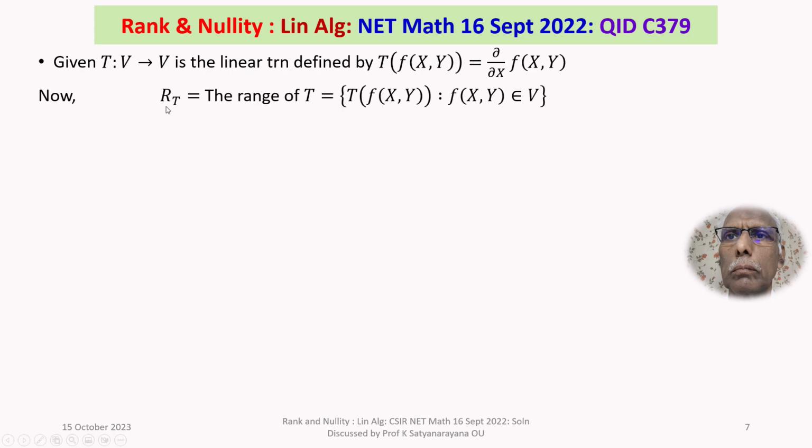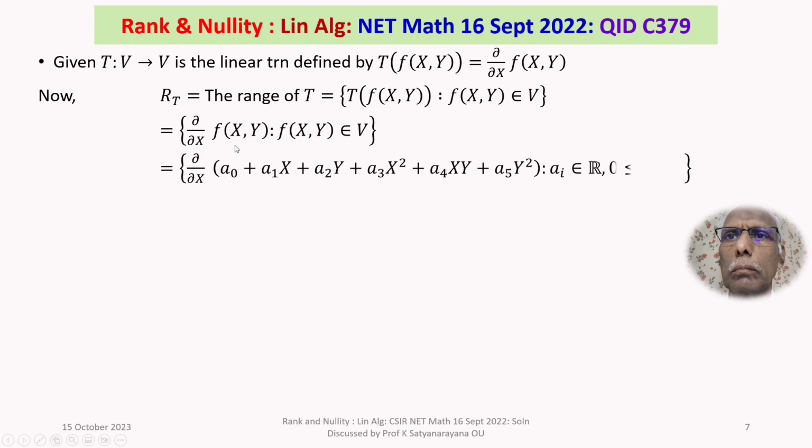Now let's compute R suffix T, that is the notation for range of T. Range of T is the set of all images of the polynomials under the linear transformation T, that is the set of all T of f of x y where f of x y belongs to V. T is defined as del by del x, so this is the set of all del by del x of the typical polynomial a0 plus a1x plus a2y plus a3x square plus a4xy plus a5y square, where ai's are real numbers for i equal to 0, 1, 2, 3 up to 5.